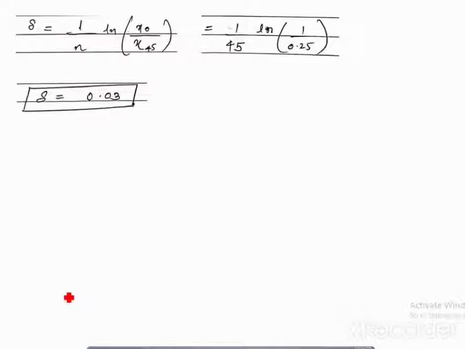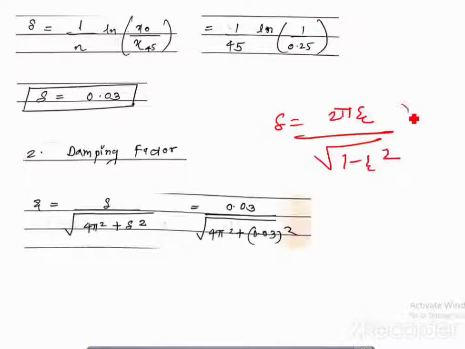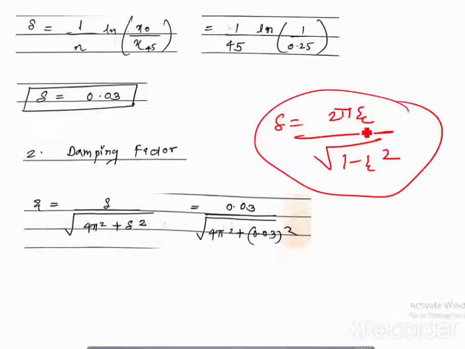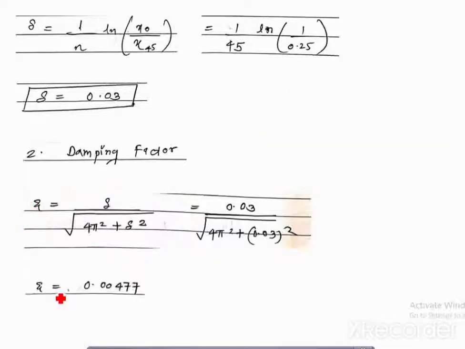Now guys, you know that when you're getting del, what is the damping factor? Try to remember this formula: del is equal to 2 pi zeta upon square root of 1 minus zeta square. From this formula, you can directly put the value of del into the calculator and you will get the value of zeta. Or you can use this formula also: zeta is equal to del upon square root of 4 pi square plus del square, and from this you will get zeta is equal to 0.0047.